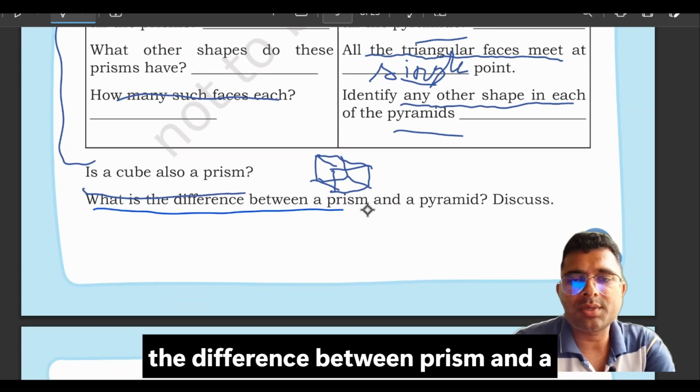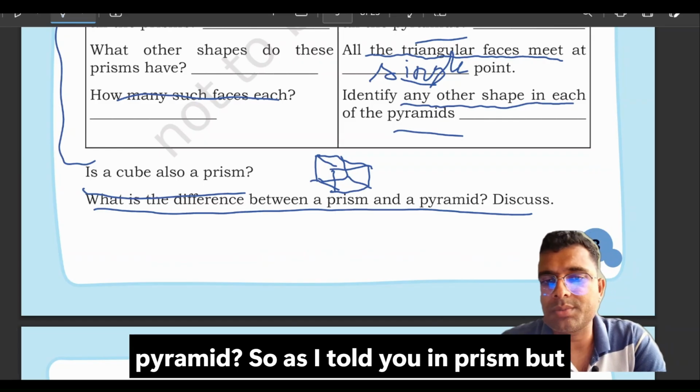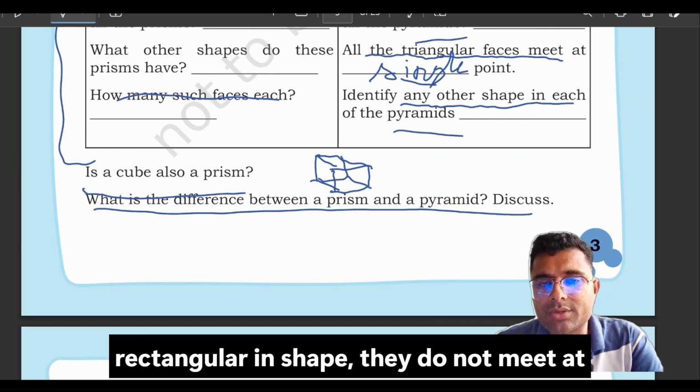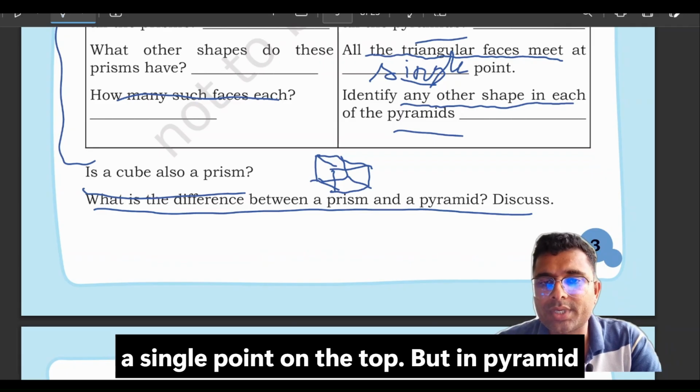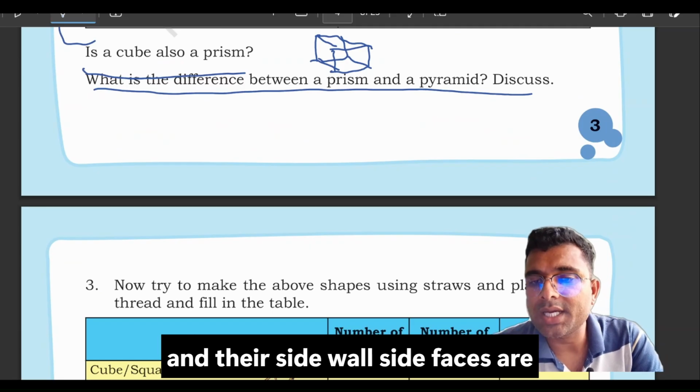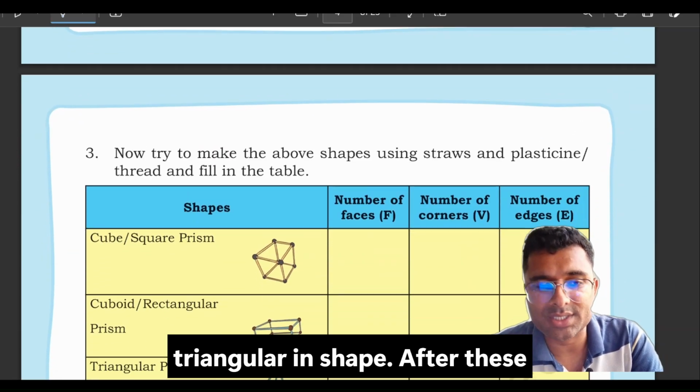What is the difference between a prism and a pyramid? As I told you, in a prism, bachcho, the side faces are rectangular in shape. They don't meet at a single point on the top, but in a pyramid they meet at a single point on the top, and their side faces are triangular in shape.